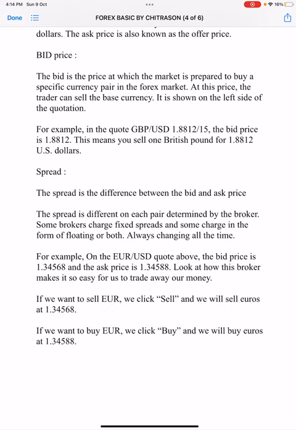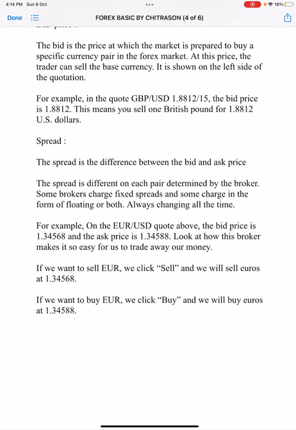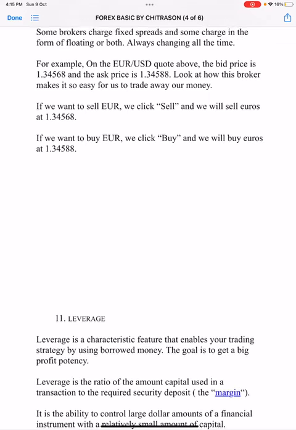For example, on the Euro USD chart above, the bid price is 1.34568, and the ask price is 1.34588. Look at how this broker makes it so easy for us to trade away our money. If we want to sell Euro, we click sell and we will sell euros at 1.34568. If we want to buy Euro we click buy and we will buy Euro at 1.34588. See, there is a difference.